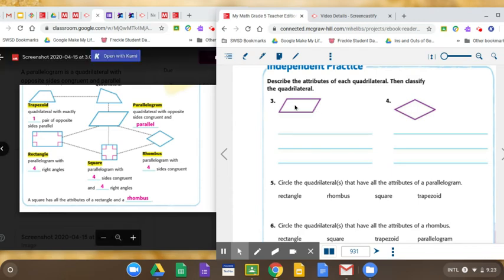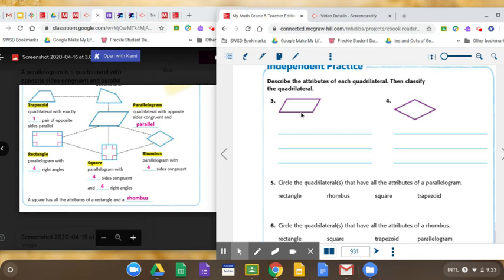So this number 3 here, it says describe the attributes of each quadrilateral, then classify the quadrilateral. Like I said at the beginning, the very first thing that I said was attributes. You want to think about, does it have four right angles? Does it have congruent sides? Does it have sides that are parallel? How many pairs of parallel sides does it have?